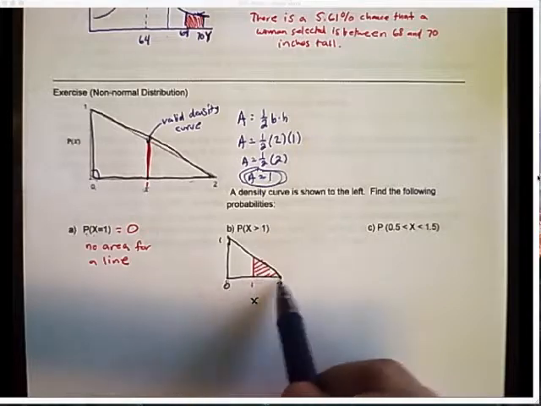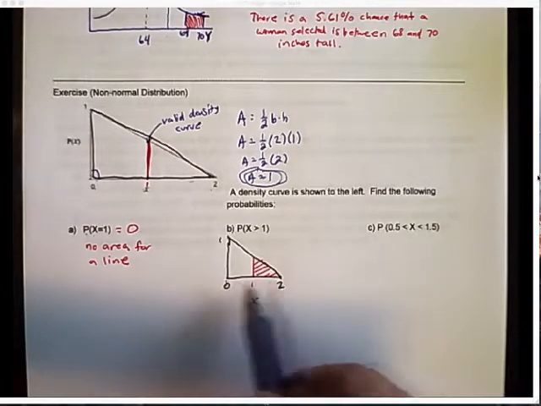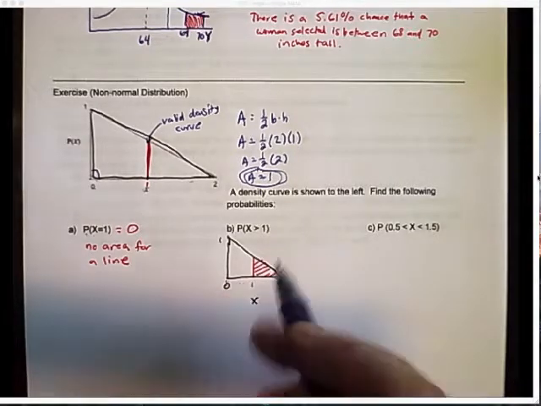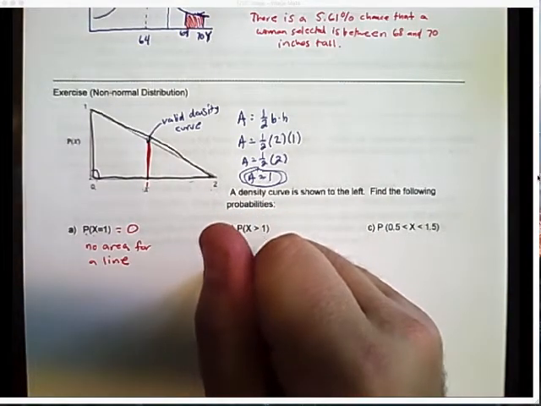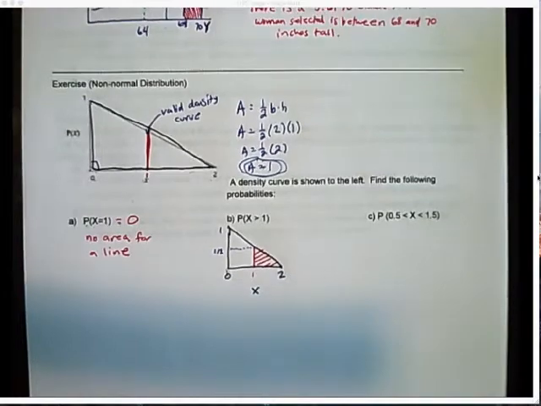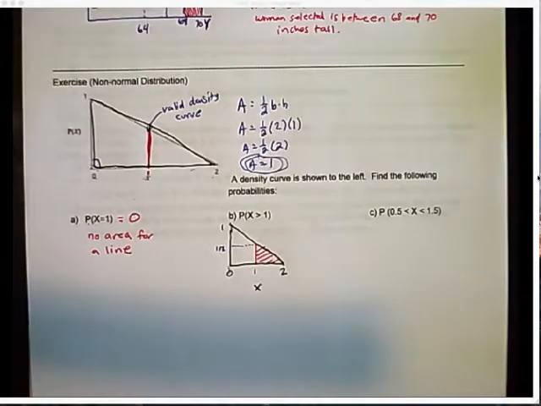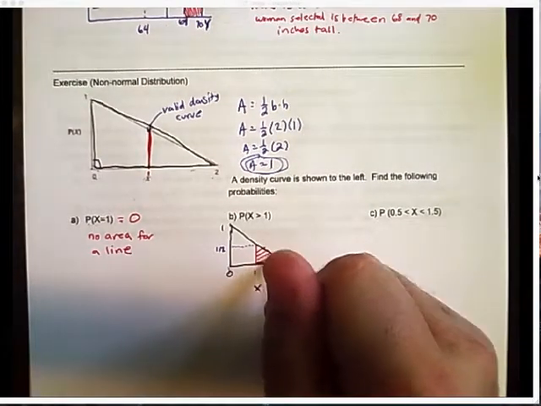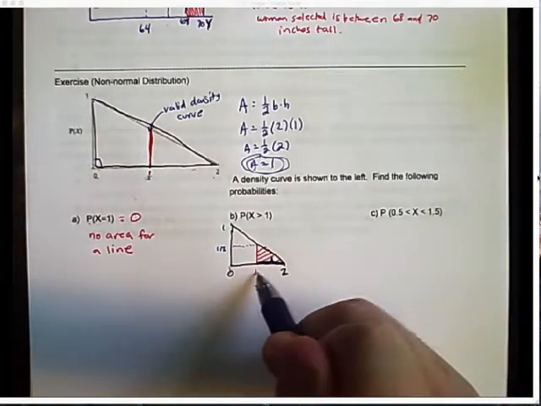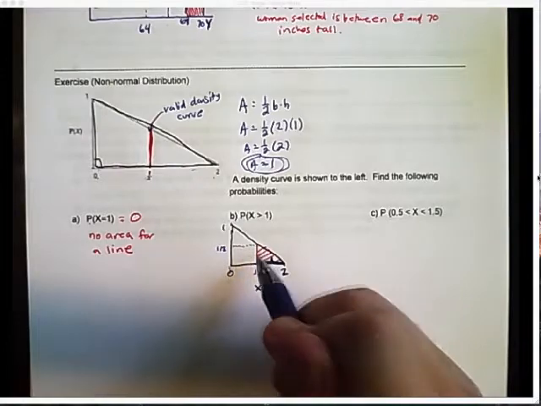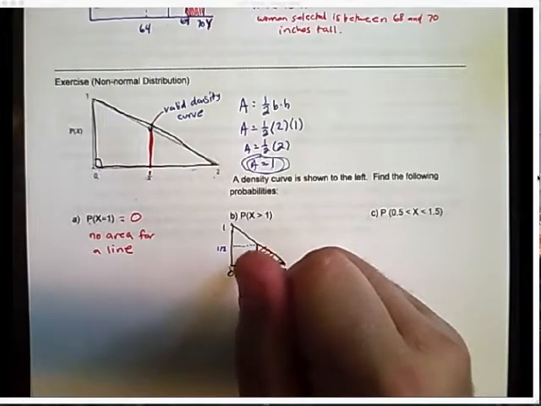Well, if I go halfway between 0 and 2, then this is going to hit on the y-axis halfway between 0 and 1, which would be a half. So when I think about this little red triangle here, this has a base of 1 because 2 minus 1 is 1. And what's its height? This height right here is only a half.